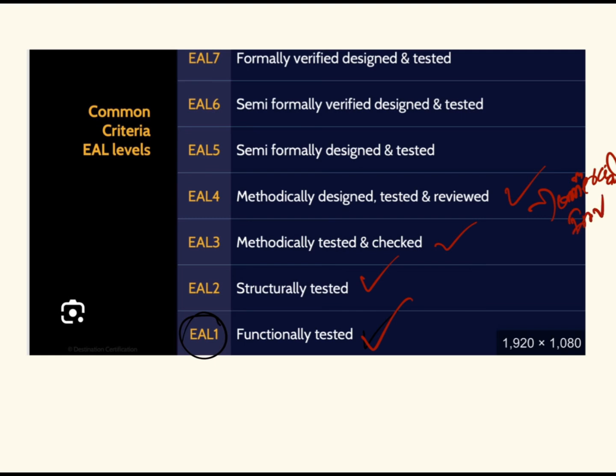Okay, so EAL5 is semi-formally designed and tested. So for example, hardware security modules, HSMs. These modules are usually used for PKI infrastructures. We keep public and private keys, right?